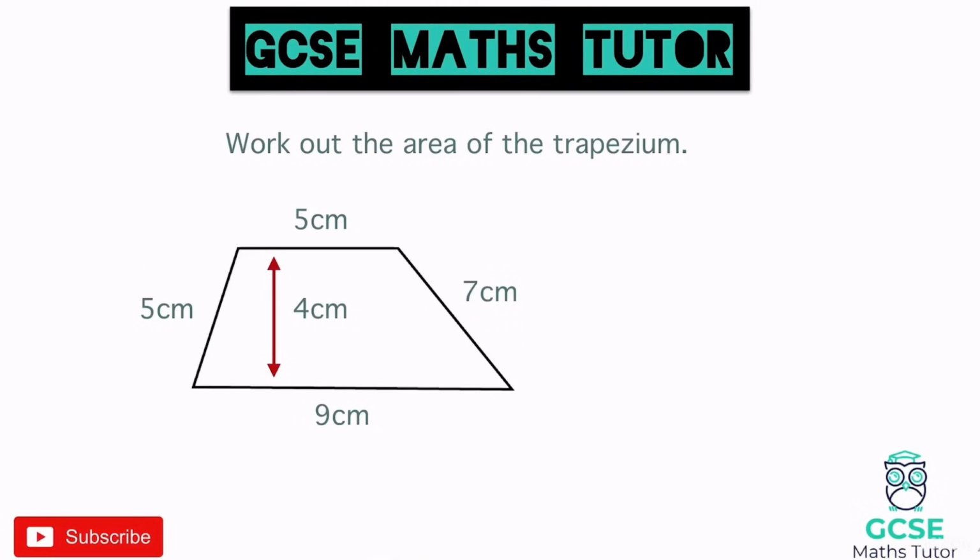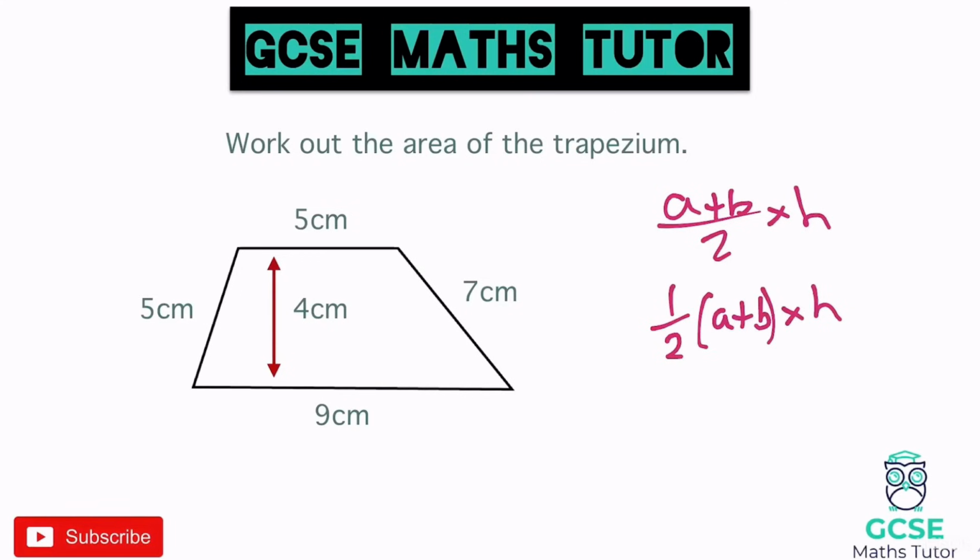Like working out the area of a trapezium, there's a formula for the area of a trapezium. It's a plus b over 2 times by the height. Or it can be written in a slightly different way. You can say half a plus b, again times by the height. Now a and b are the parallel sides, which in this case is the 5 and the 9. So we add those together to start with, so 5 plus 9, we halve that, so 5 plus 9 is 14, half of it is 7, and then we times that by the height.